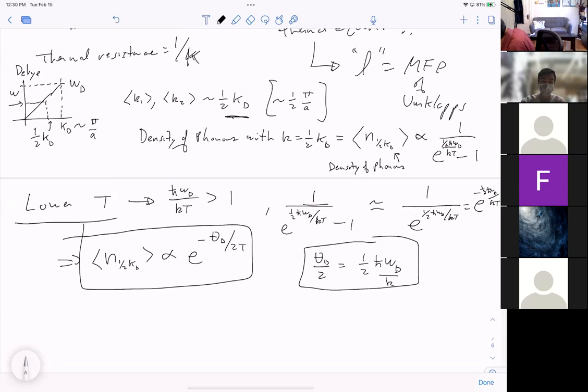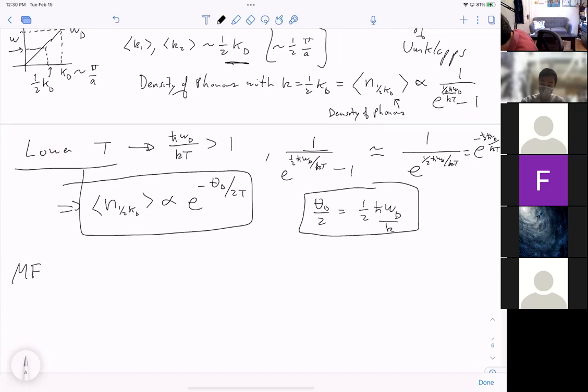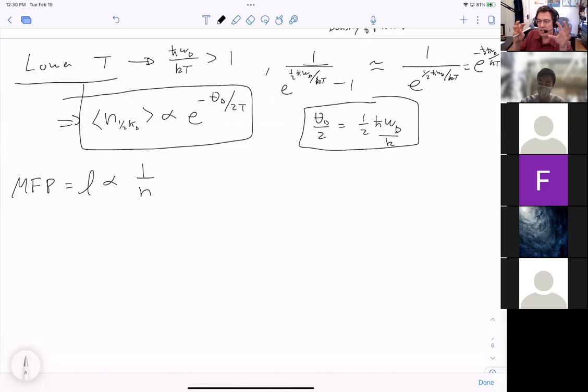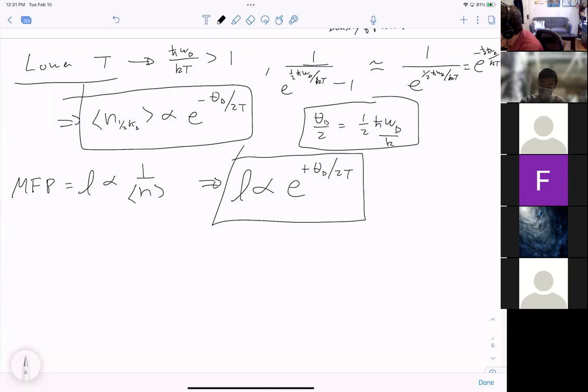Okay, and so then we see that the mean free path is always going to be proportional to one over the density, because if the density of phonons increases, then the distance between them shrinks. The mean free path is essentially just the distance between the phonons, because then they'll bump into each other. And so the mean free path is one over the density of phonons. And so then we see that the mean free path is proportional to e to the plus theta Debye over 2T.